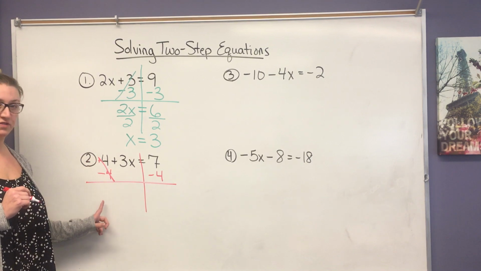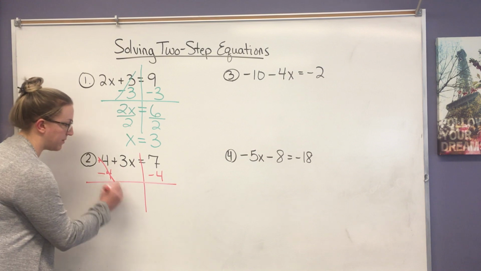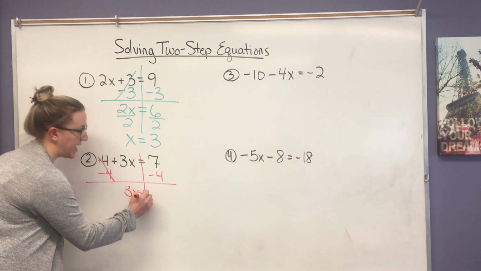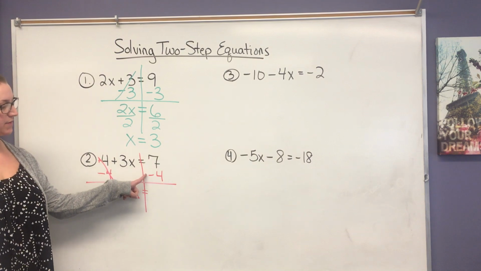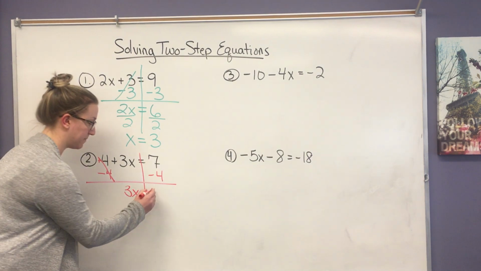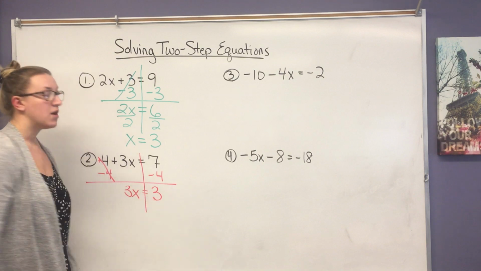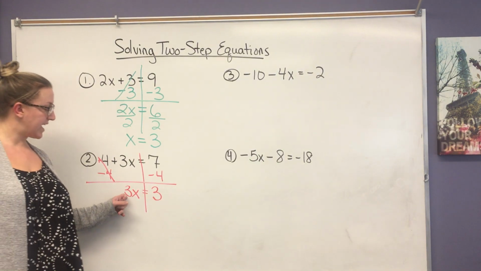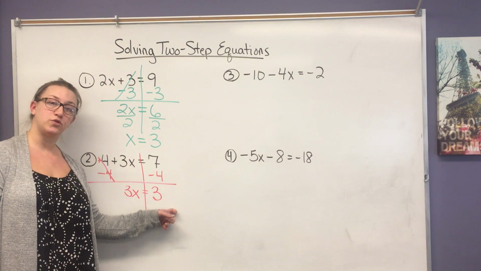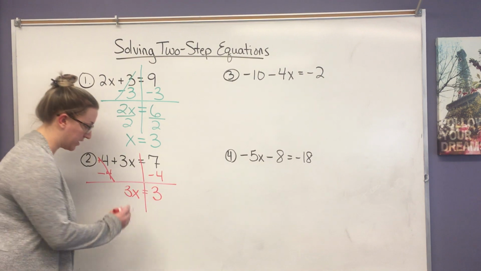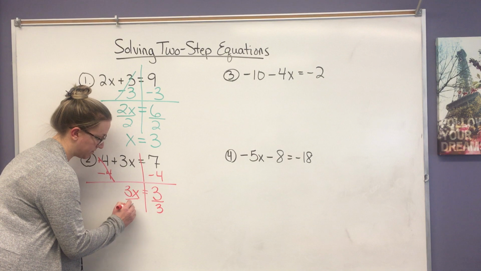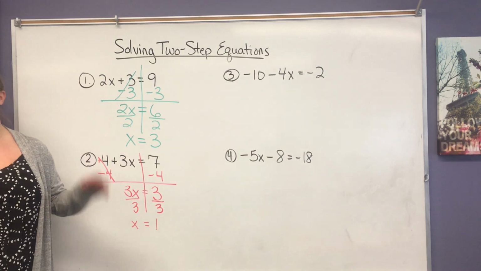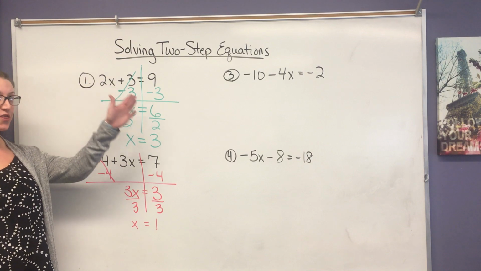4 minus 4 is 0. I bring down my positive 3x, and then I subtract. 7 minus 4 is 3. Once again, I'm left with a simple one step, which means that I have 3 times x equals 3. I should divide 3 on both sides. Moving on to the third example.